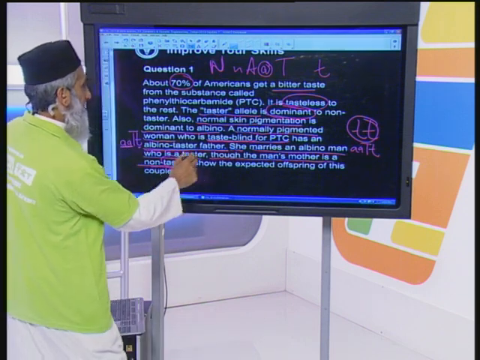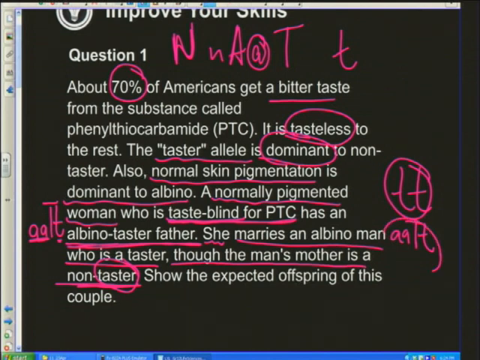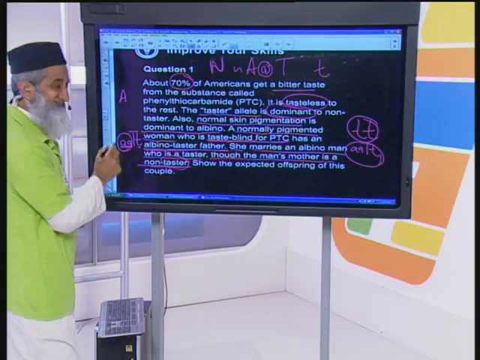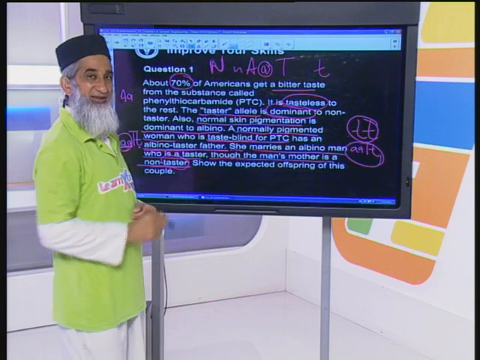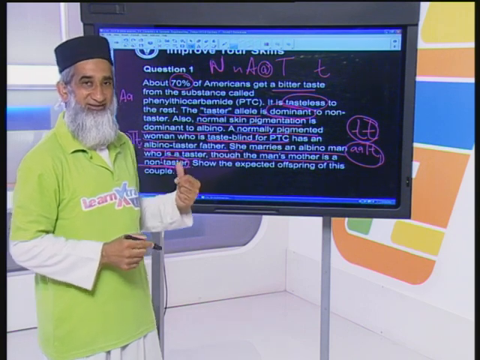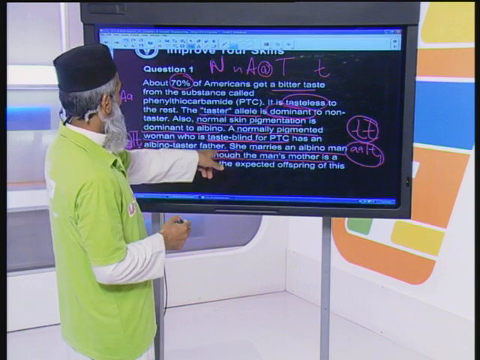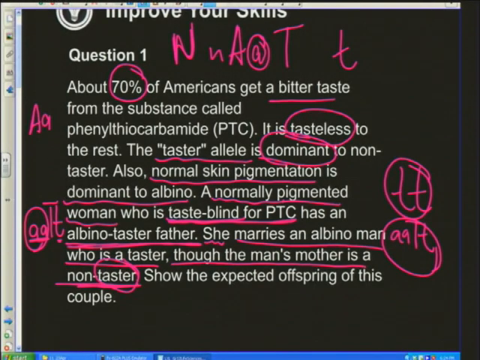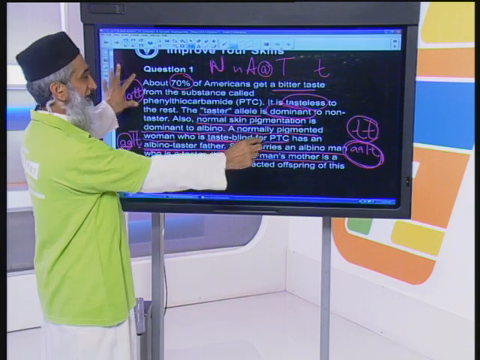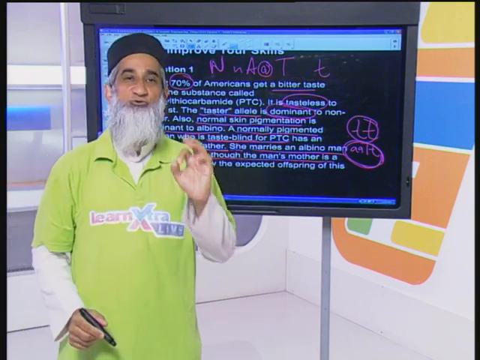So let's see now. They're talking about an albino man, this is the guy, and now the lady who is normally pigmented, so she would have a capital A, isn't it? Because she's normal. But her father was an albino, so he would have had to give her a small a. So she had to be heterozygous for normal skin. At the same time, what was she again? Normally pigmented, who is taste blind. She had to have that. So there's the daughter, and the husband on the other side. So we have at least determined their genotypes.